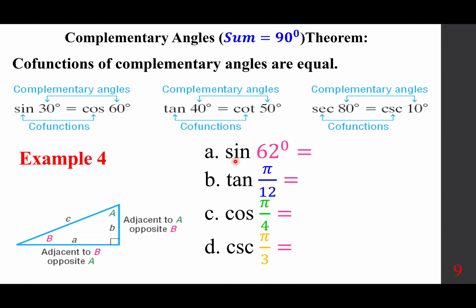So what is sine of 62 degrees? We want to write the cofunctions. First of all, for sine, we go with cosine. Secondly, they must add up to 90. So 90 minus 62, which is 28. So cosine of 28 degrees.